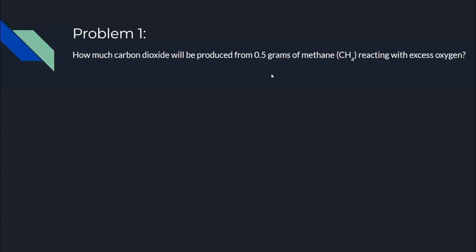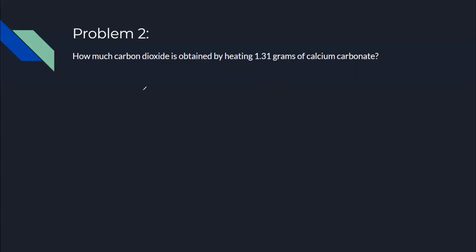Problem 2. Okay, so let's do a different color, red. For problem 2, how much carbon dioxide is obtained by heating 1.31 grams of calcium carbonate? For this one, calcium is Ca2+, and carbonate is CO3 2-. So it'll be CaCO3. And when it says that the reaction is being heated, it decomposes. So this is a decomposition reaction.